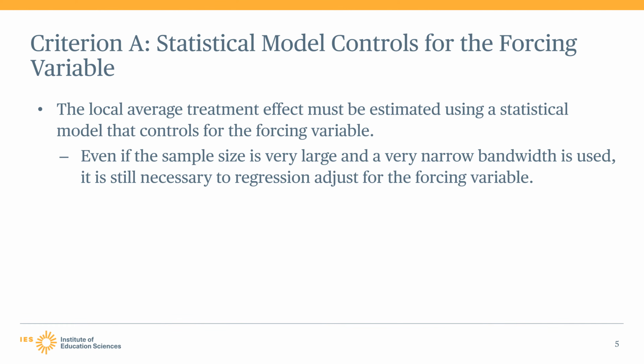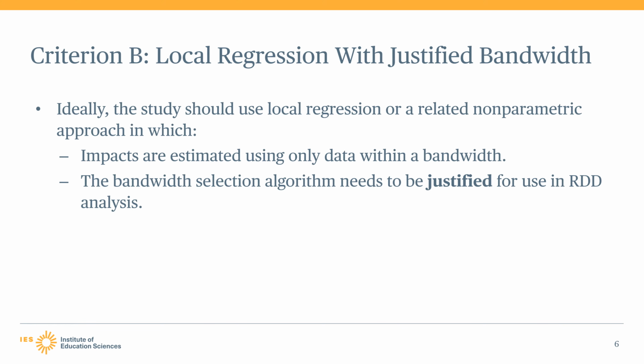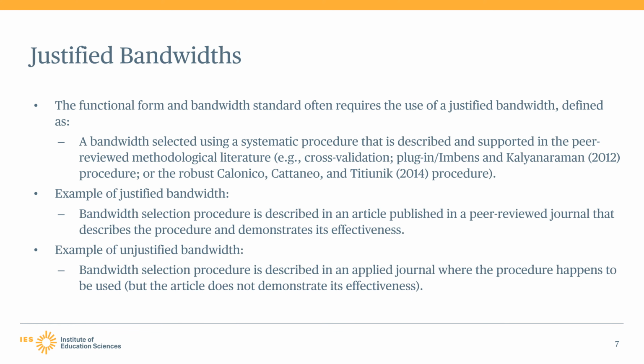Criterion B of the functional form and bandwidth standard requires that the study use a local regression or a related non-parametric approach, where impacts are estimated within a justified bandwidth. The WWC defines a justified bandwidth as one that was selected using a systematic procedure that is described and supported in the peer-reviewed methodological literature.